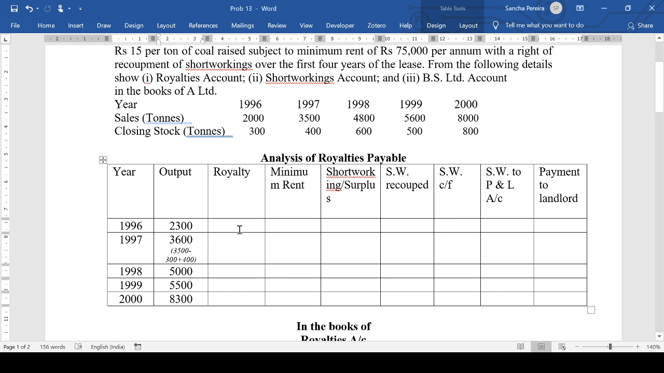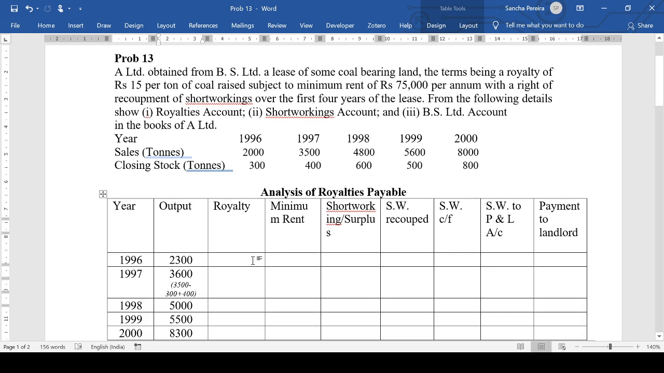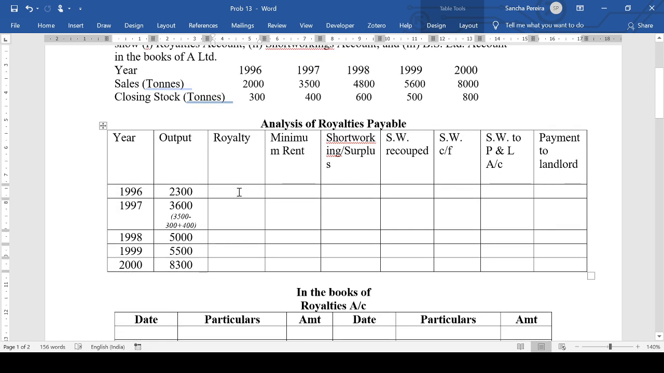Fine. So now let's calculate the royalty. What have they told us? Rupees 15 per ton. So multiply 15 and tell me into each of these. 2,300 into 15. Quick. 34,500. Correct? Then 3,600 into 15. 54,000. 5,000 into 15. 75,000.